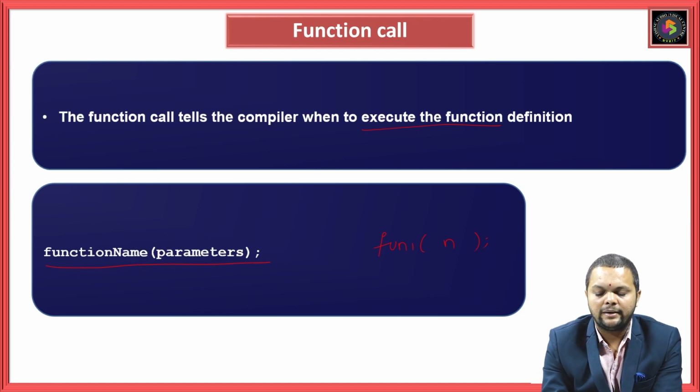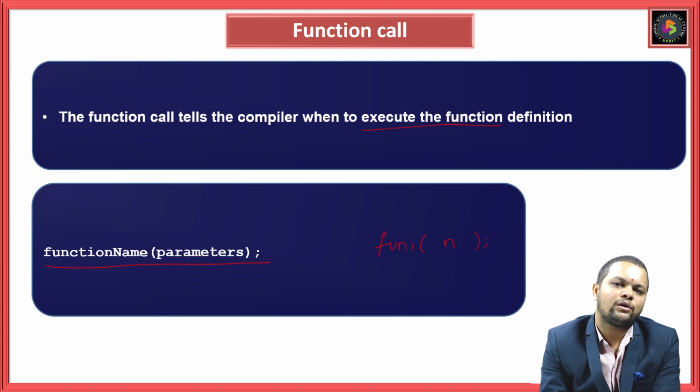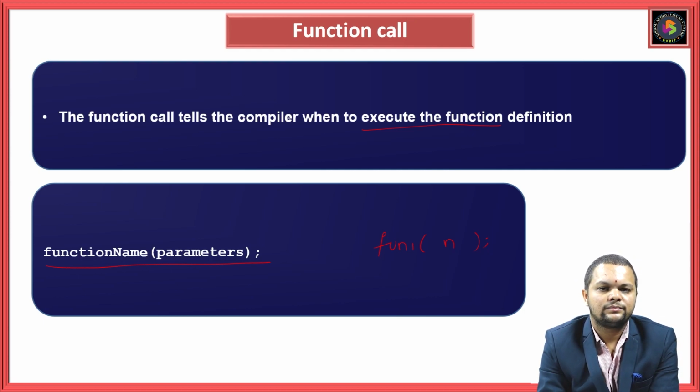So you have three parts. The first one is function declaration, after that definition, after that function call. Declaration is nothing but what can be called a prototype. Definition is nothing but the body of that particular function. Call is nothing but calling a particular function.